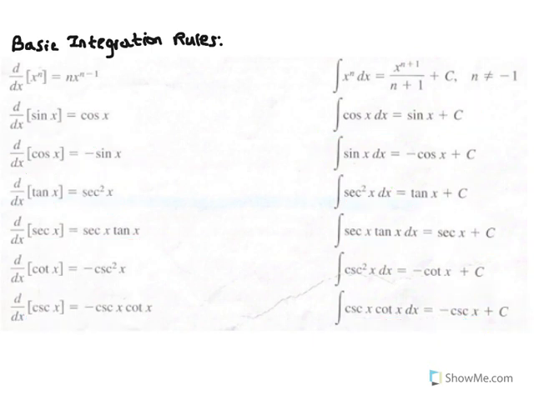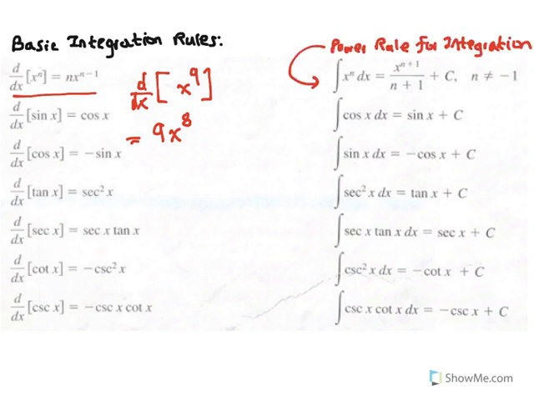And at the very top we have, of course, the power rule for integration, and we know how to use that. The derivative with respect to x of, for example, x to the 9th is simply 9 times x to the 8th. So there is a corresponding integration rule called the power rule for integration. And let's see how that works.